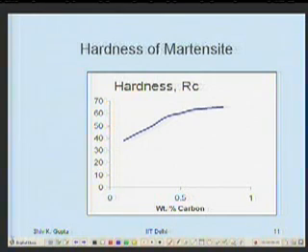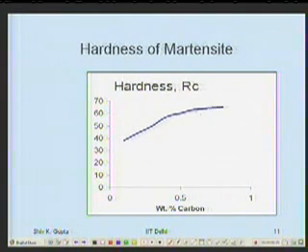Here I show the hardness of martensite. This is not a very smooth curve because I have taken the experimental data and plotted this. The hardness, which is also a measure of the strength of the material, is a function of the carbon content in the steel. At about 0.6% carbon, it reaches a high value of about 63 or 65, somewhere around there. Okay?